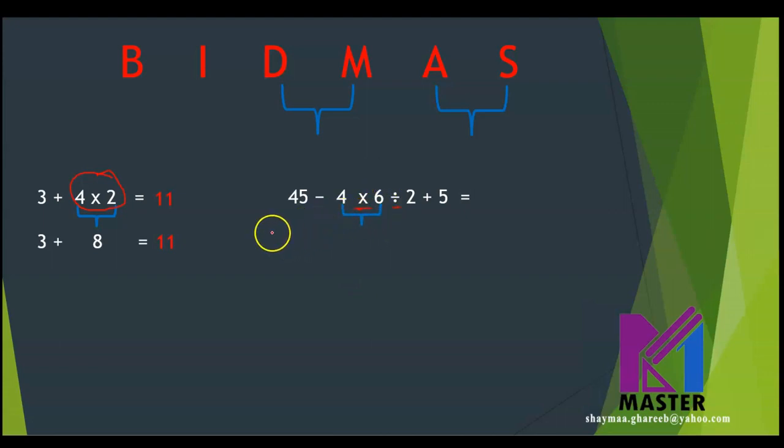I will write the whole sentence in the same order. I will keep the answer in its position, which means right after the 45 minus, I will keep the 45 as it is, then the subtraction sign, then I will replace the 4 times 6 by the 24. 4 times 6 is 24. Then I will complete the sentence exactly as it is. The division as it is, the 2 as it is, plus as it is, and 5 as it is.